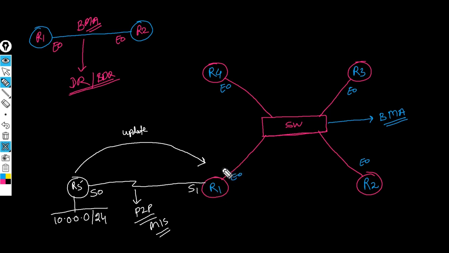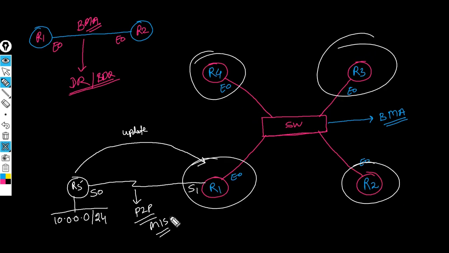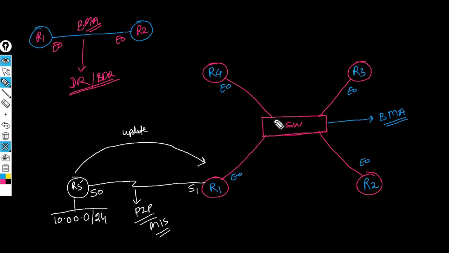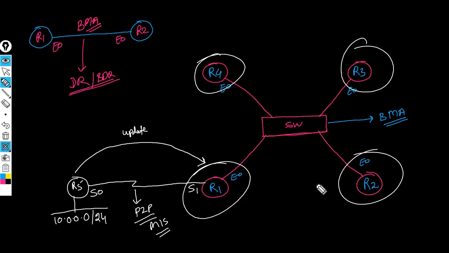Router 1 will now advertise this to its neighbors. If you check the neighbors for router 1, how many are there? Router 5 is a neighbor. Also, the routers connected through Ethernet 0, in the sense of the switch, router 4, router 3 and router 2, also become neighbors. Similarly for router 2, router 4, router 3 and router 1 are neighbors. Similarly for router 3 or router 4, these are all neighbors.